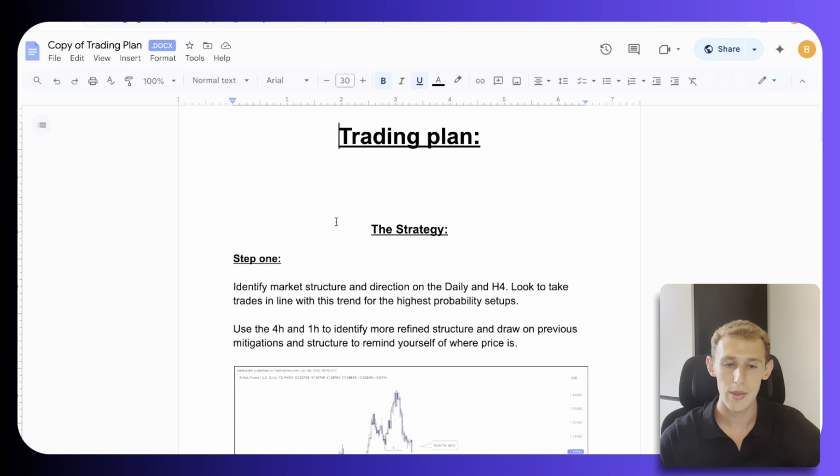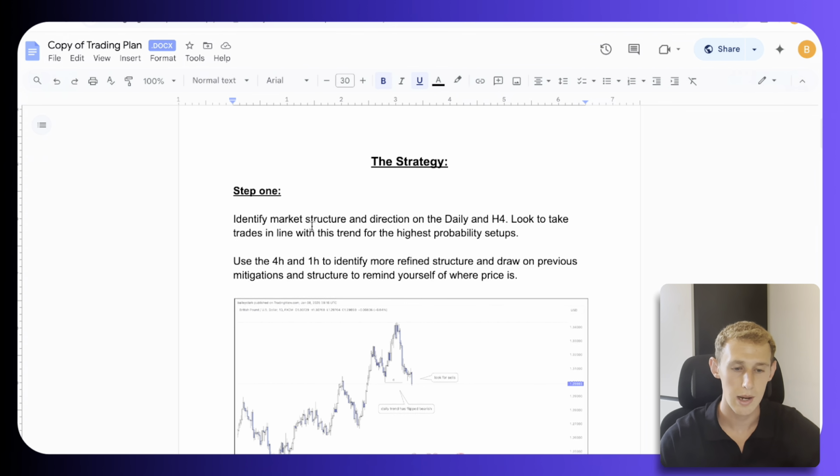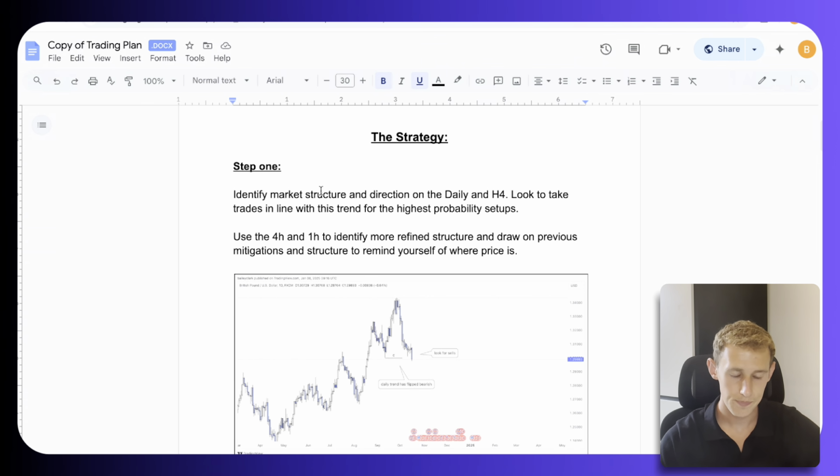The thing that I personally do is I'll have this printed out in front of me every time I come to the charts so that I can have a reminder of exactly what I'm looking for and exactly all of the confluences that I need to see in order to enter a trade. But essentially what we're doing, first step of the trading plan is to identify overall market structure and direction on the daily and 4-hour charts. And we are only looking to take trades in line with this trend for the highest probability setups.